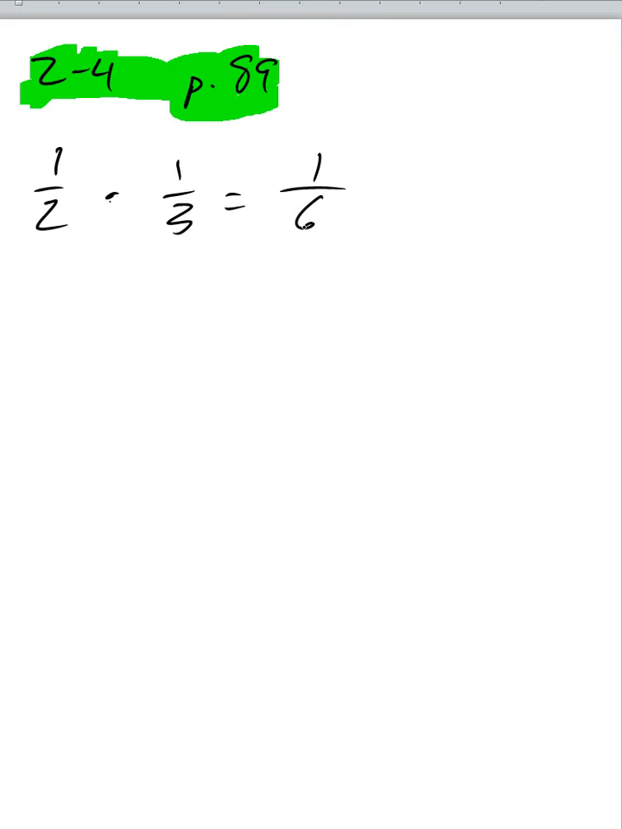Now you can do some things in there with reducing those fractions down. You can either do it in the problem and make your life easier, or you can do it in your answer. Doesn't matter. There's more than one way to get there with all those things. So that is something that you can do.